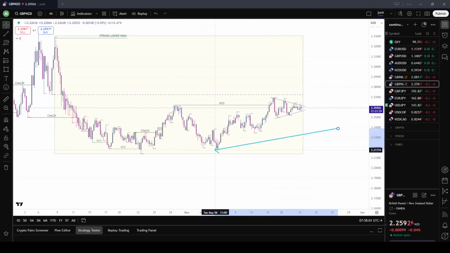Even though these sellers weren't able to push back down, still the swing structure is bearish. So looking to see if it can take out the liquidity sitting under the lows.